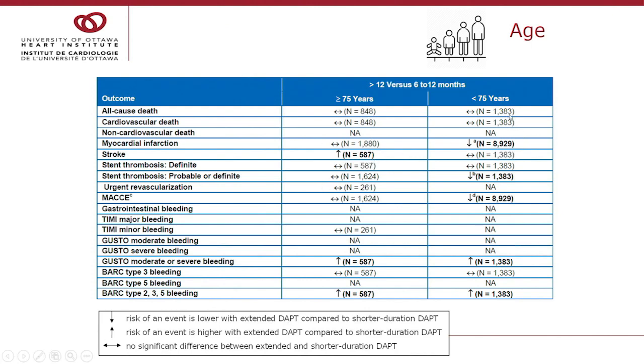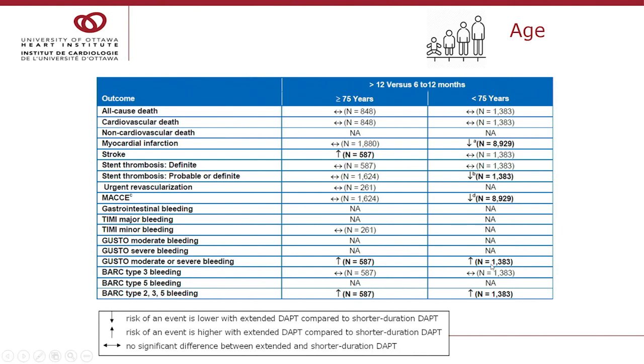In terms of less than 75 years of age, you do see a decrease. You'll see a reduction in MI, a reduction in probable or definite stent thrombosis, and a reduction in MACE. You'll notice all of these have a little asterisk associated with it. The reason for that is that you saw this reduction in the very large DAPT trial from 2014, but it was not replicated in one or two of the other trials that came after that particular one. So we have some inconsistency there, so we put the little asterisk on it.